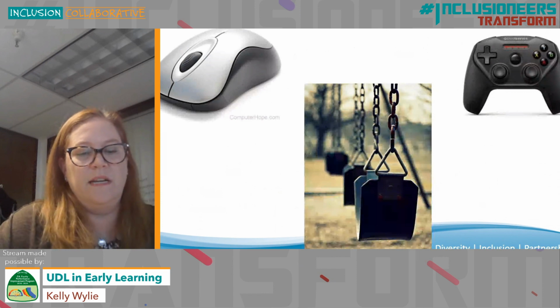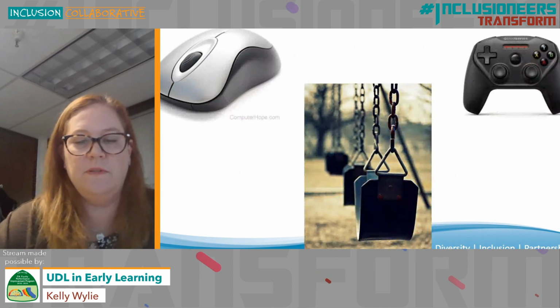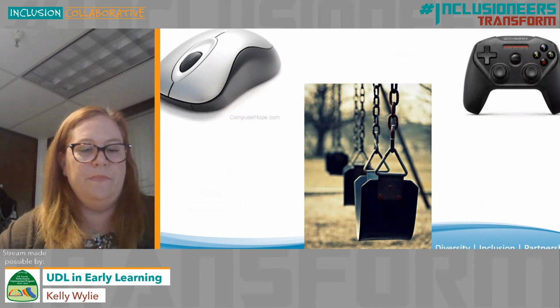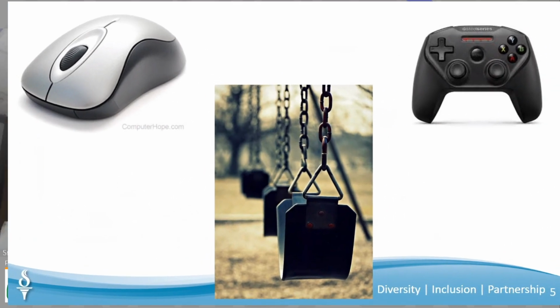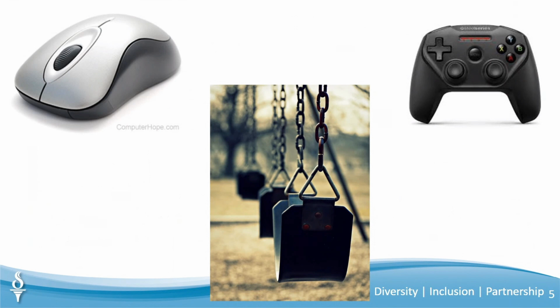Here you see three designs that were intended to be universal or accessible to everyone. Take a minute and study each one. Can you identify any potential barriers? Let's start with the computer mouse in the top left-hand corner. This is marketed as a universal mouse. See any potential barriers? What if you're left-handed?